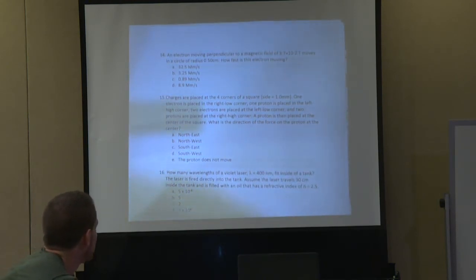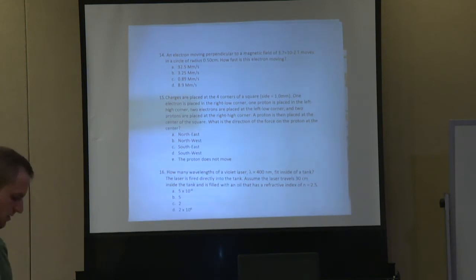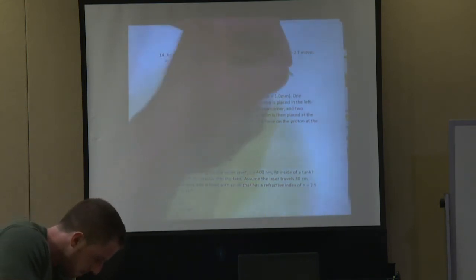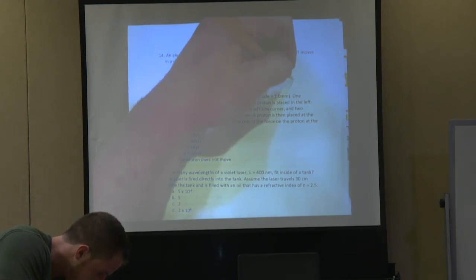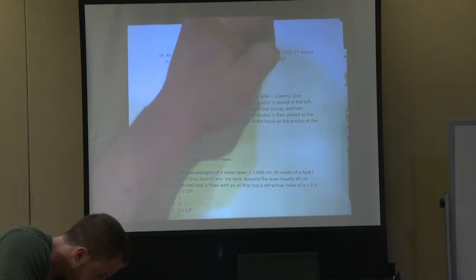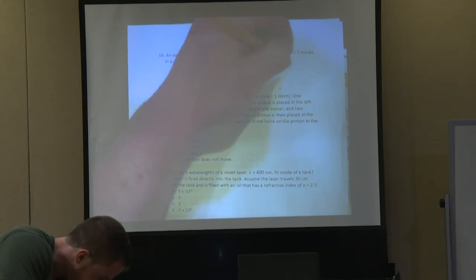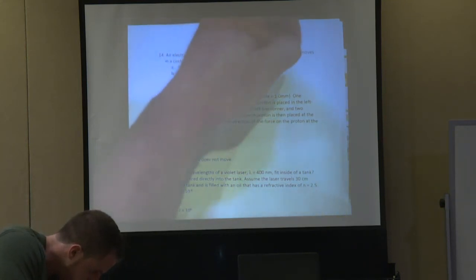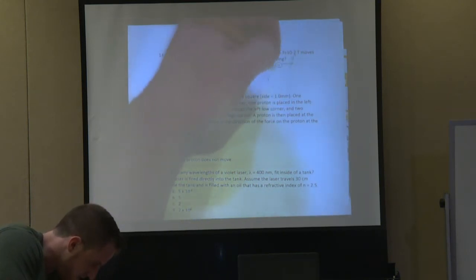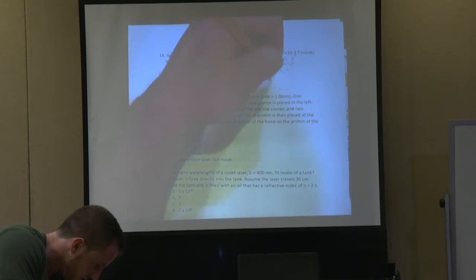An electron moving perpendicular to a magnetic field of 3.7 times 10 to the negative 2 Teslas moves in a circle of radius 0.5 centimeters. How fast is this electron moving? So just give you guys a little diagram.